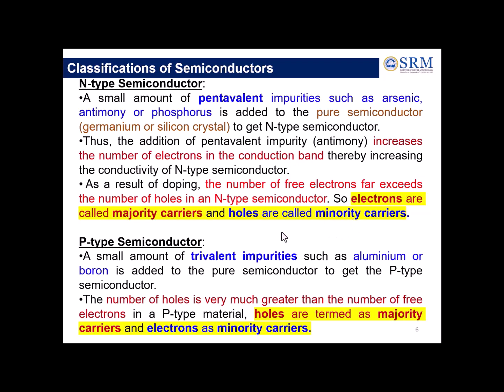Whereas in P-type semiconductor, we are going to add a trivalent impurity such as aluminum or boron to the pure semiconductor, right? Because of it, the number of holes is going to be very much larger than the number of free electrons. So holes are the majority carriers and electrons are the minority carriers.